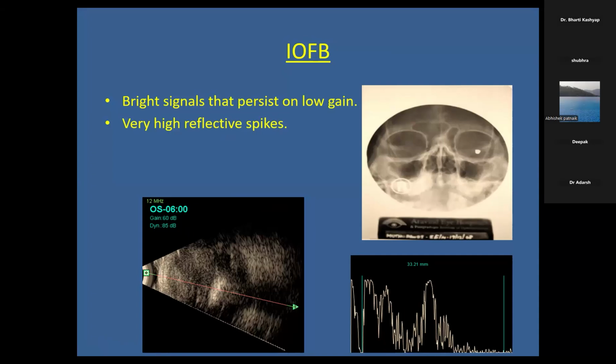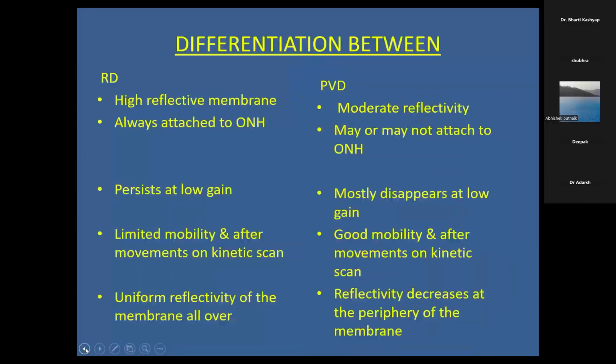It is one of the diagnostic tools, but it is not the only diagnostic tool that can delineate retina pathologies. It has to be corroborated with other clinical findings and other diagnostic tools that are available for retina pathologies. So this was a very short talk that I gave you students. If you have any questions, you can definitely ask me.